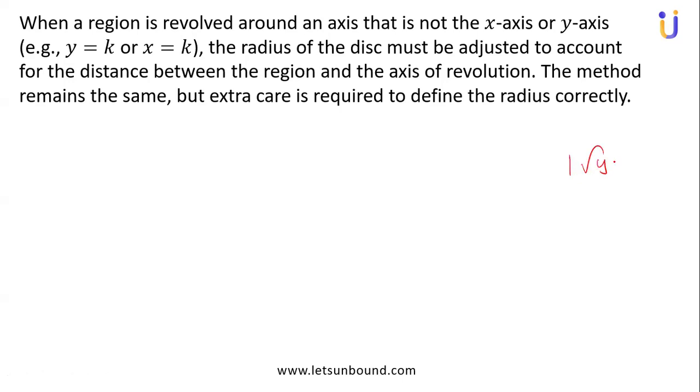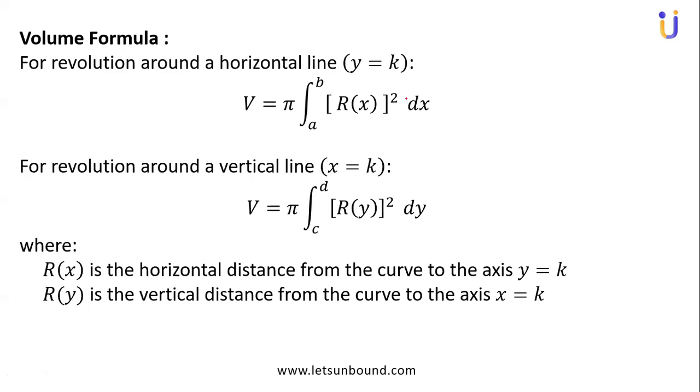So far you did root y minus 0. This time you will do root y minus 4. That's it. If your axis is x = 4, that's simple. Adjusting the radius is the only thing. Now, same formula, and we need to adjust the radius.